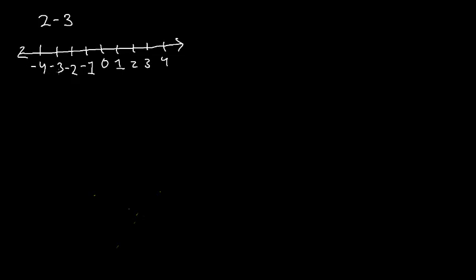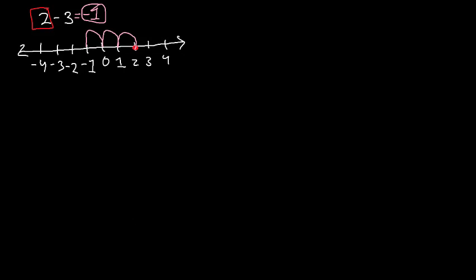First, let's look at the first part of the question. The first part says 2 minus 3. We're going to have to start at 2. And this is our 2, so we start at 2. Then we go back 3. We minus 3. So 1, 2, 3. If we go back 3, we end up on negative 1. So our answer is going to be negative 1.